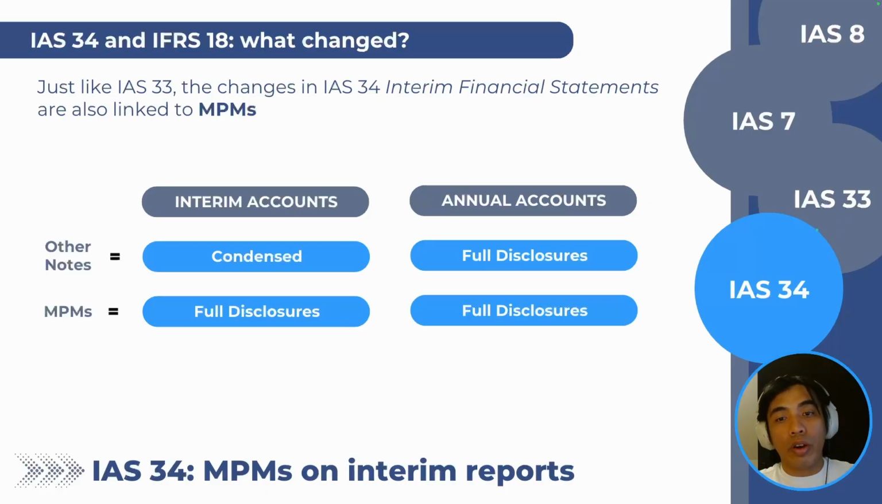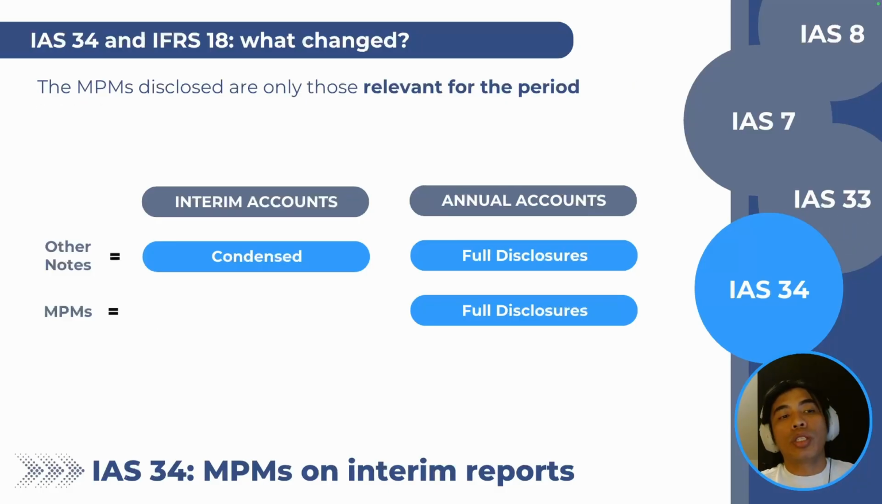The good news here is that entities don't need to repeat explanations about why an MPM is useful if that has already been disclosed earlier in the same year. So if you already disclosed why an MPM is useful in quarter 1, you don't have to make those same paragraphs in quarter 2. You just have to make the reconciliations, anything new. The focus is giving timely, relevant performance insights for the current reporting period covered by that interim account. But if it's an annual report, of course, you have to do everything again.